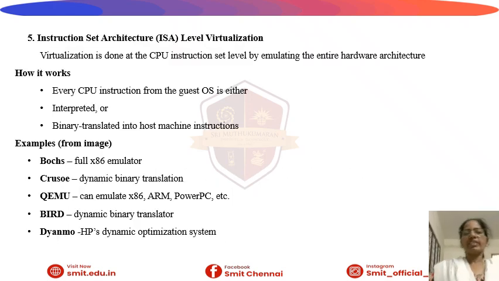Then the fifth layer is instruction set architecture level virtualization. Virtualization is done at the CPU instruction set level by emulating the entire hardware architecture. How does it work? Every CPU instruction from the guest operating system is either interpreted or binary translated into host machine instructions. Examples: Bochs, Crusoe, QEMU, BIRD, and Dynamo are examples of instruction set architecture virtualization.